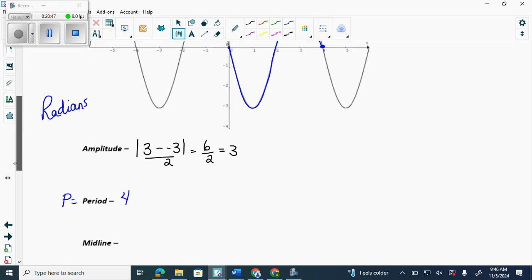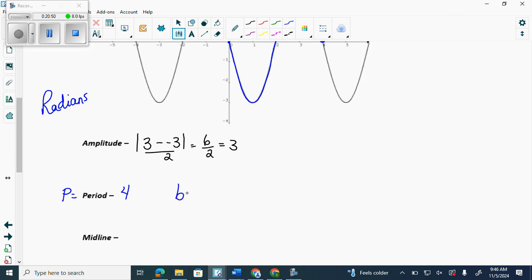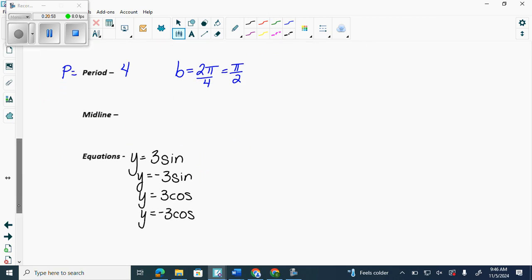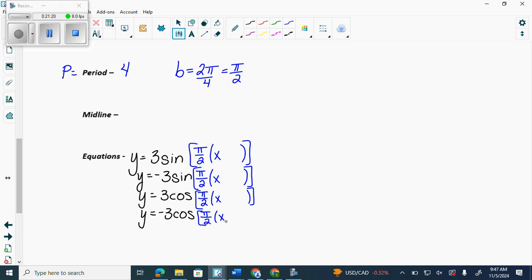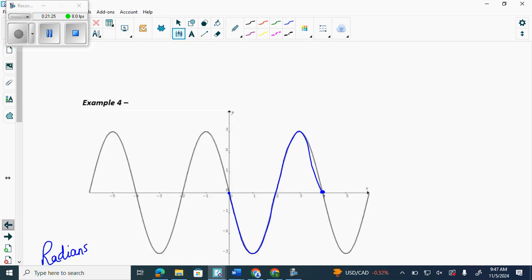This one has a period of 4, so the b value is 2π divided by 4 again, or π over 2. And then we're done. Okay, go back.